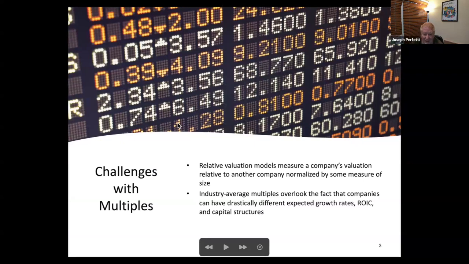So back to the challenge. One of the biggest challenges of multiples is finding similar companies, right? And I'll give you a simple example. Let's say I'm trying to find a comparable to CVS. Rite Aid? Everybody agree Rite Aid would be a good comparable to CVS? Yeah, that's what I just said. Okay. But here's the thing.